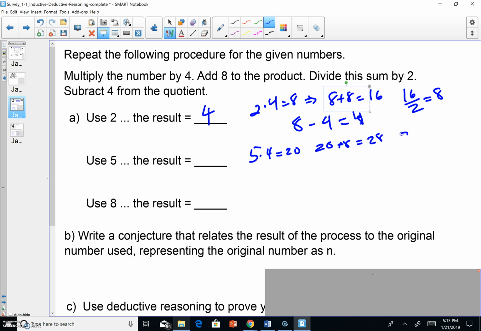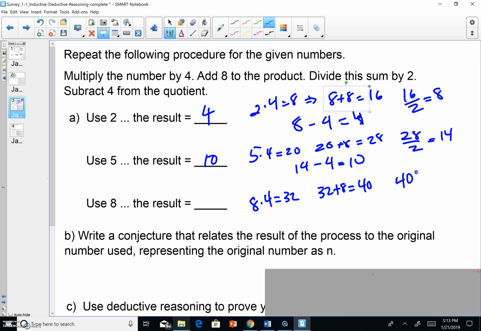And then we're going to divide that, 28 by 2, and get 14. Subtract 4. So final answer is going to be 10. All right, what about the next one? Well, it says 8 is my starting point. So 8 times 4, again, we're going to start there. It says add 8 to that, so that's going to take me up to 40. And then divide that by 2 and get 20.